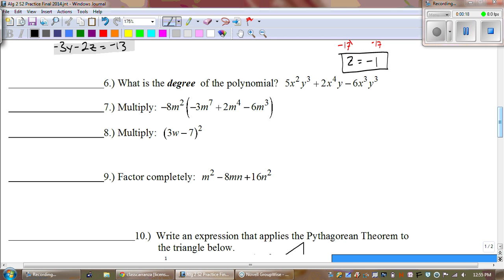Number 6 is asking what is the degree of the polynomial? So when we're finding the degree, I'm going to go to each one of these and add up the exponents. So that first degree is 5. Add them up. Remember that for y, if there's nothing there, there's a 1. So that's a degree of 5. So far my degree is 5. And then the last one, 3 plus 3 is 6. So for this guy, our degree is 6.